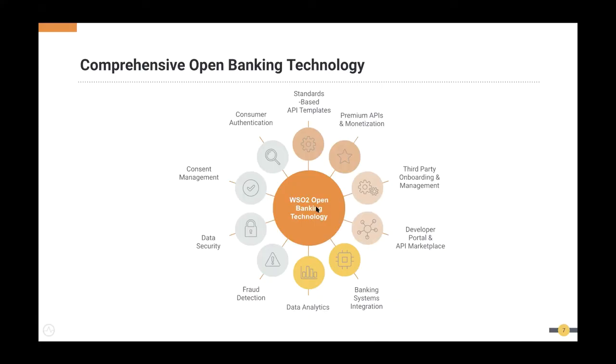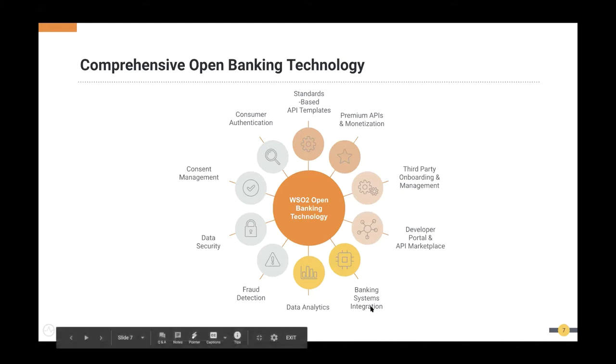If you are wondering how WSO2 Open Banking helps with both regulatory compliance and digital transformation, this slide explains the comprehensive feature set offered by our solution to cater to such different bank requirements. At a high level, the main capabilities are about API technology, then API and consumer data security, value-added services offered for API consumers, and finally the integration capabilities with analytics capabilities.